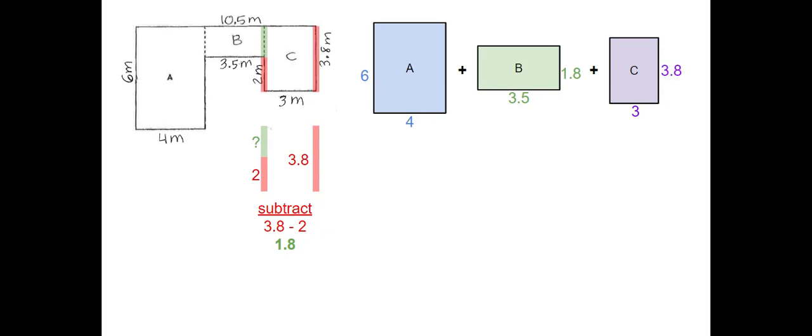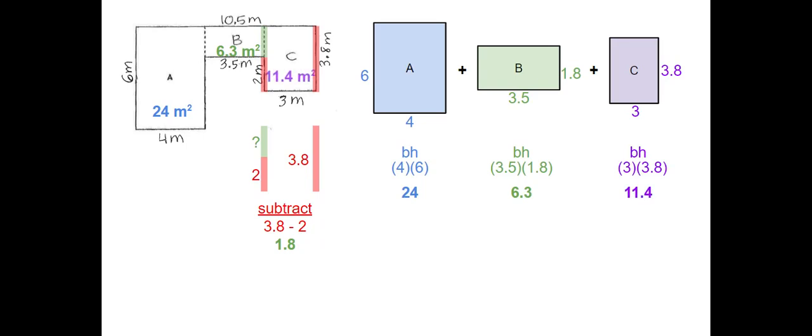As always, we want to make sure we write our formula beneath each shape. A is a rectangle, so base times height, which was 4 times 6, and that's 24. For B, it is another rectangle, so base times height again, and it's 3.5 times 1.8. Type that into your calculator, and you get 6.3. And C is another rectangle, so base times height, which is 3 times 3.8. Type that into your calculator and you get 11.4.